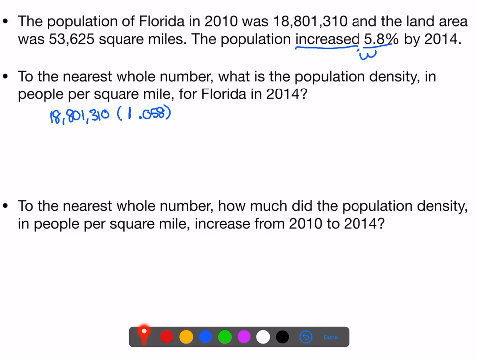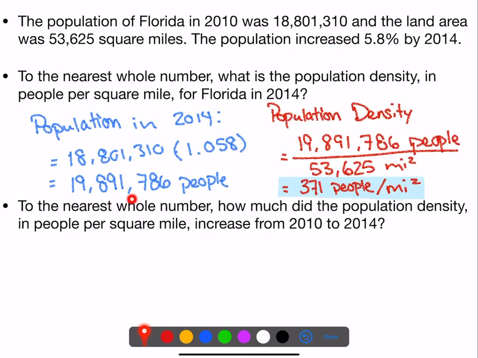So if we do this, we get our population of Florida in 2014 being a little bit above 19 million. And from there, we use our population density formula, which is population density is equal to the population divided by our area in square miles. Of course, as we can see, we get 19,891,786 people in 2014. If I divide that by our square mileage, we end up with 371 people per mile squared. So that's how many people per mile squared are in Florida in 2014.